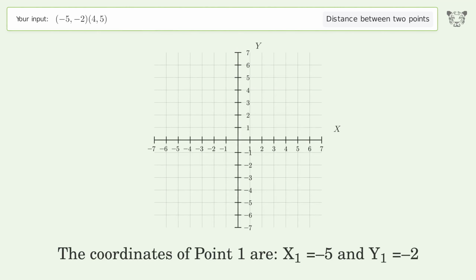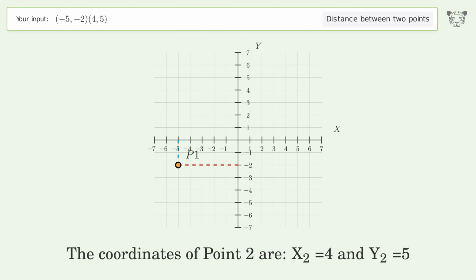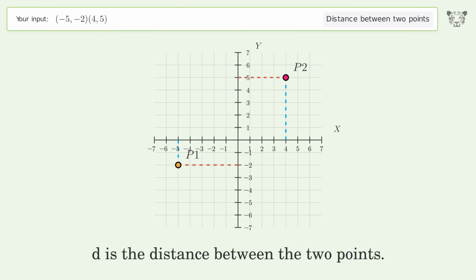The coordinates of point 1 are x1 equals -5 and y1 equals -2. The coordinates of point 2 are x2 equals 4 and y2 equals 5. D is the distance between the 2 points.